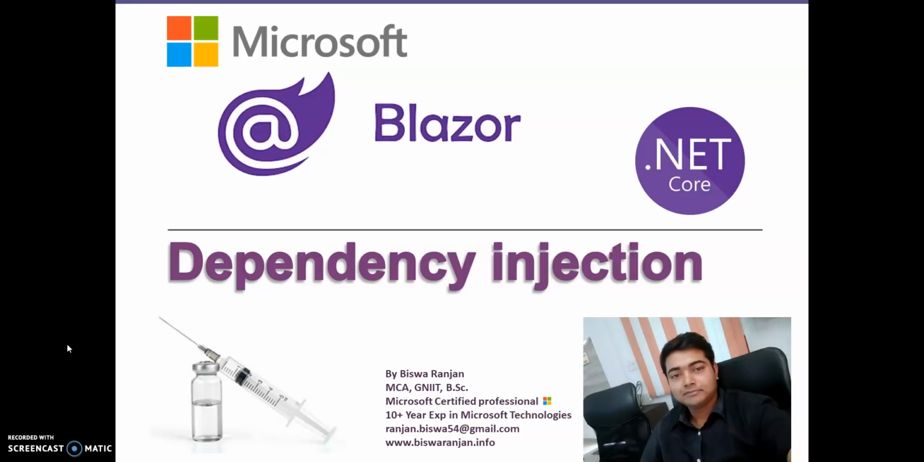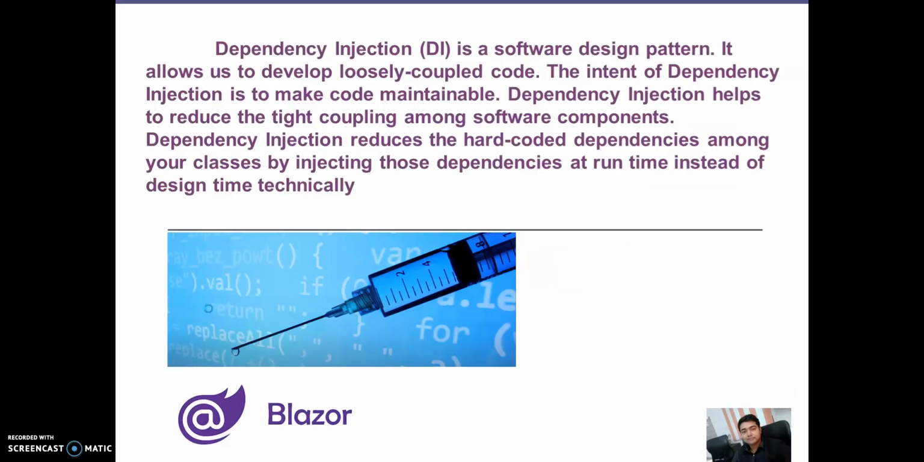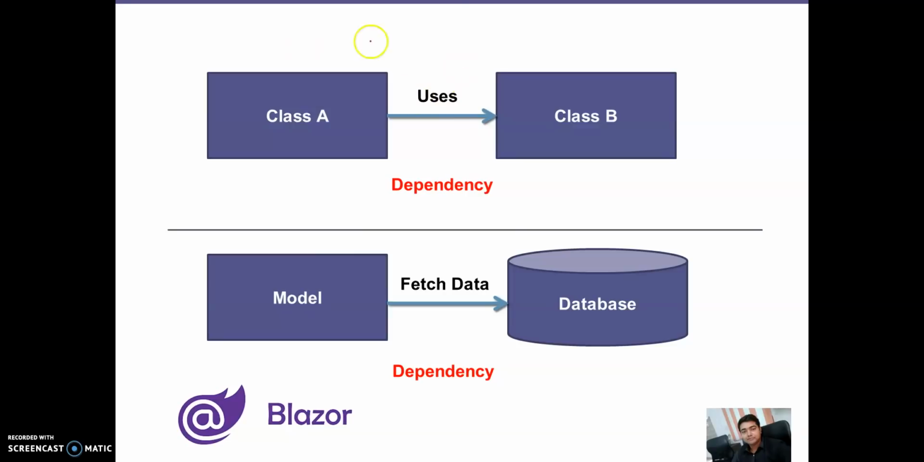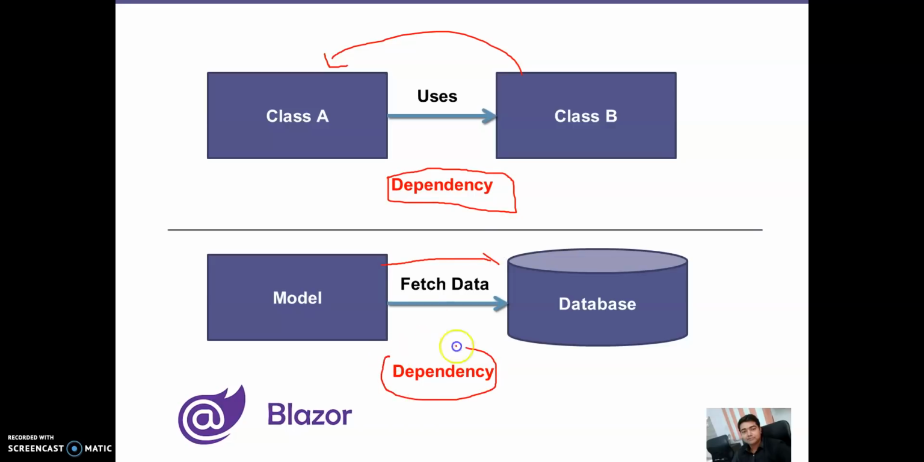Let's get started. Before going deeply into dependency injection, let's see what a dependency is. Normally in our day-to-day life, we use a different class inside our class. Just like one model fetching data from a database, there is a dependency being created here. This is our usual regular day-to-day programmer life.